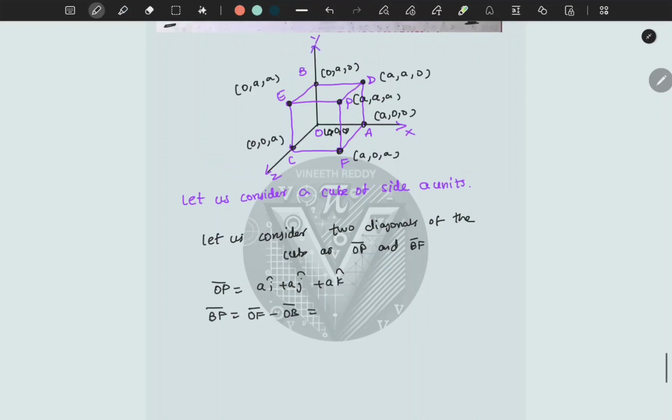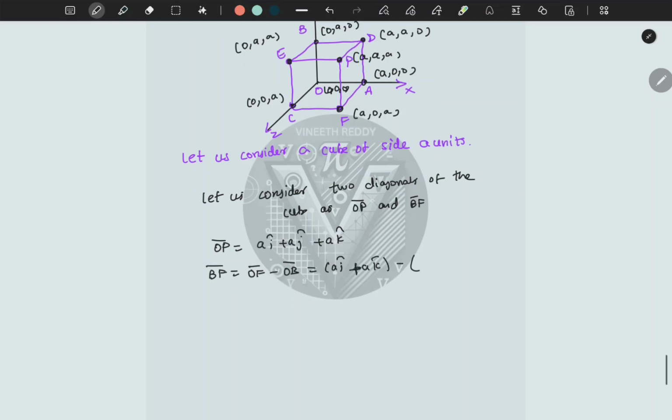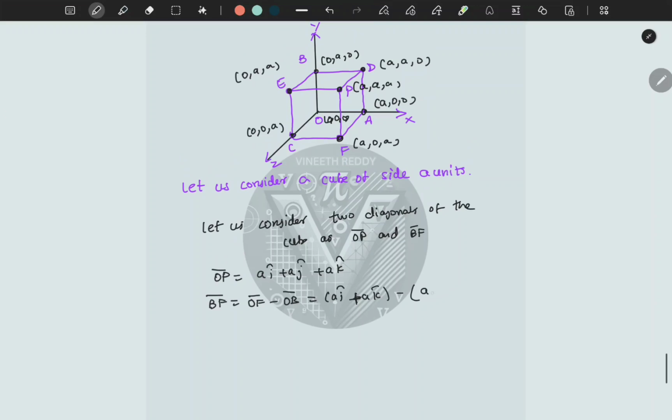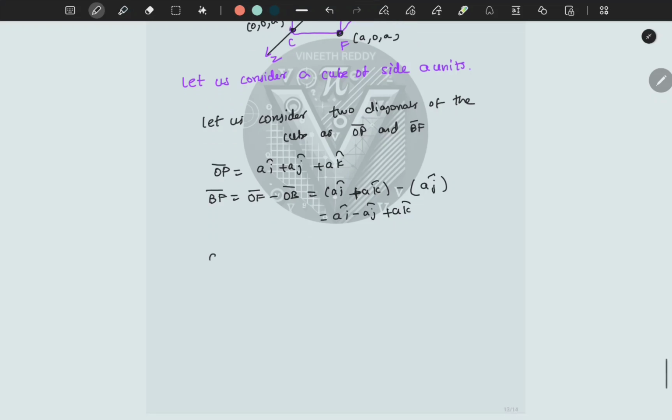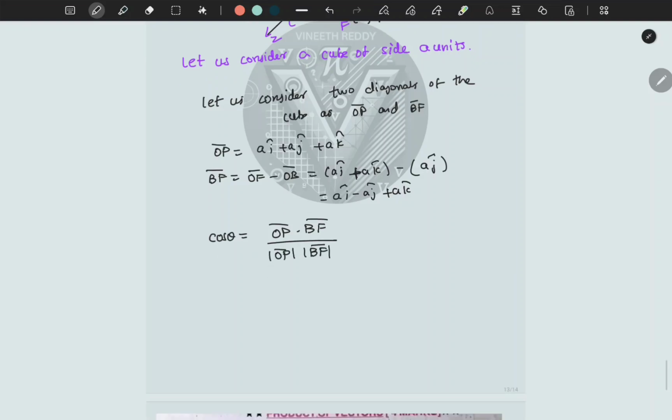What is OF vector? It should be ai cap plus ak cap. And what is OB vector? OB vector is simply aj cap. So what do we have? We have ai cap minus aj cap plus ak cap, right? Now how do we find cos theta? Cos theta is nothing but OP dot BF divided by magnitude of OP into magnitude of BF, right?